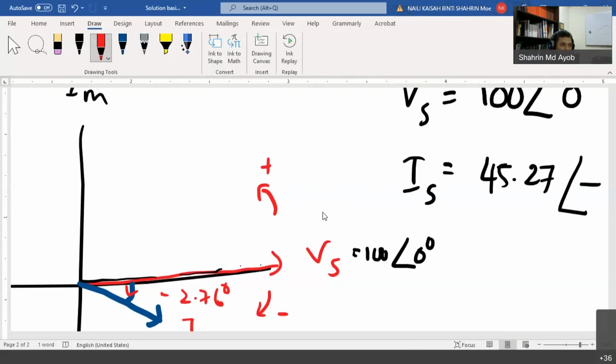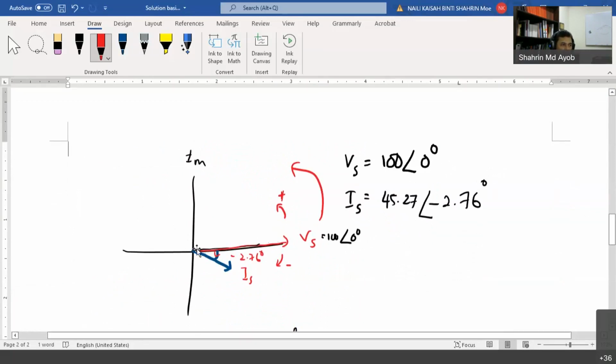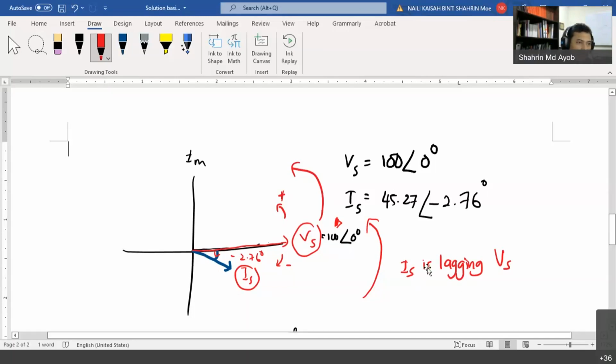Because the phasor rotation is anti-clockwise, if the rotation is anti-clockwise, the value is positive. Since this one is negative 2.76, you need to draw the current like this. Because the phasor rotates like this, if you put your eyes here, you will see Vs first, and then Is. So that means your Is is lagging Vs. That is how we determine whether Is is lagging or leading.